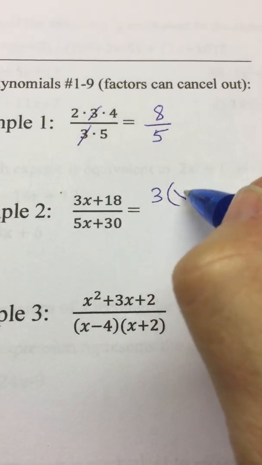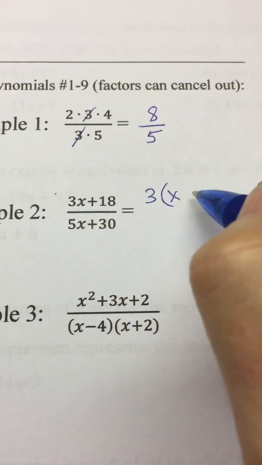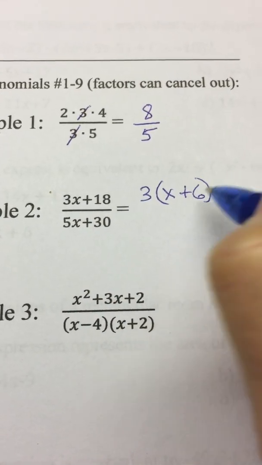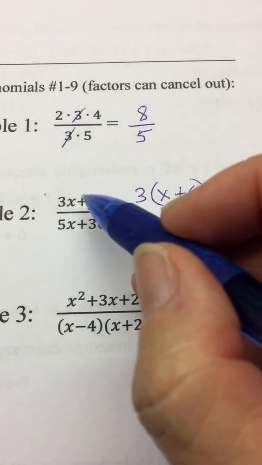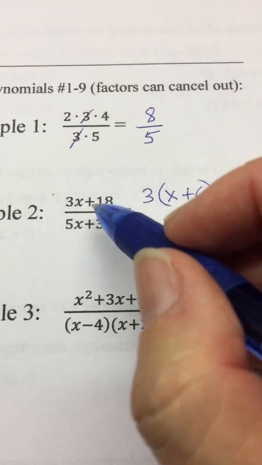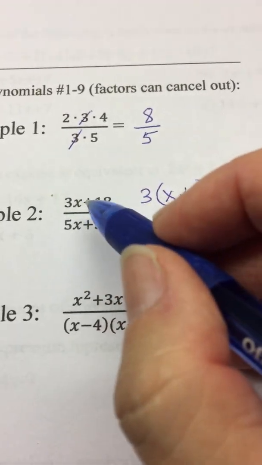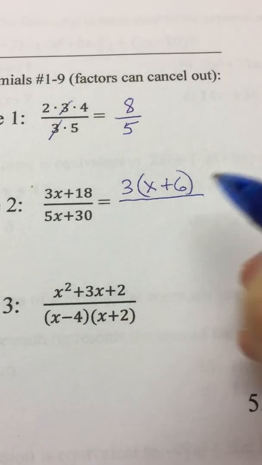Well, I need to have an x here. 3 times x will give me 3x, and 3 times what will give me 18? I need a positive 6. So 3 times x is 3x, and 3 times 6 is 18. Here it is in factored form. Here it is as the product. So again, all I did was take this original problem and factor the top. So there's the top being factored. We've pulled out the GCF.